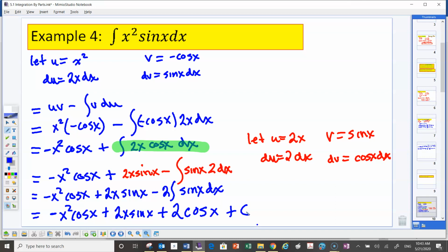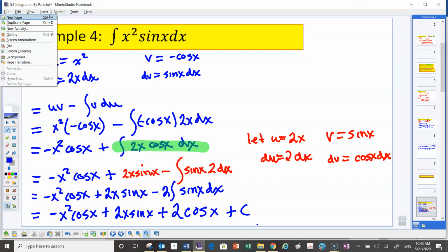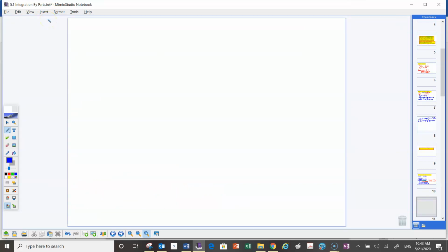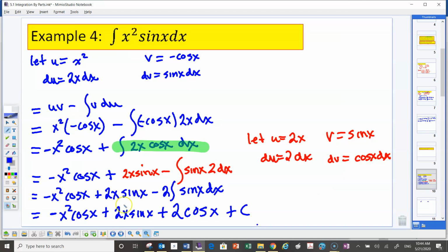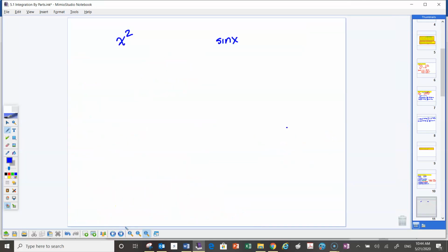Now, when you get examples like this, we can use a table method to integrate this. So here's how we would set that up. We would take our u term, which would be x squared, and our dv term, which was sine x in the original question. For these, I'm going to take the derivative. The derivative of x squared is 2x. The derivative of 2x is 2. The derivative of 2 is 0.